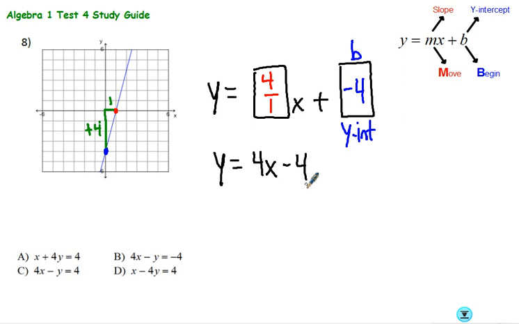Now, my challenge here is to figure out which one of these, out of A, B, C, and D, is the same thing as y equals 4x minus 4. The way that we're going to look at this is to switch one of these to slope-intercept form until we find the one that actually works, or the one that fits with what we're looking for.